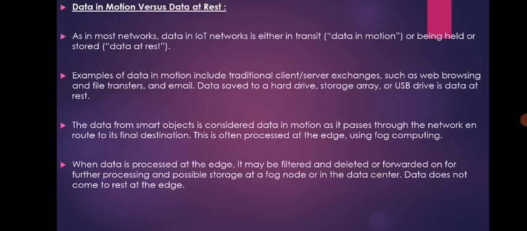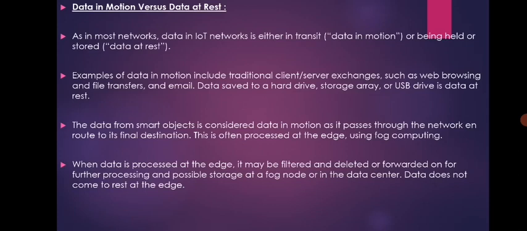As in most networks, data in an IoT network is either in transit, data in motion, or being held or stored, data at rest. Examples of data in motion include traditional client-server exchanges such as web browsing, file transfer, and email. Data saved to a hard drive, storage array, or USB drive is data at rest. So this is the example.